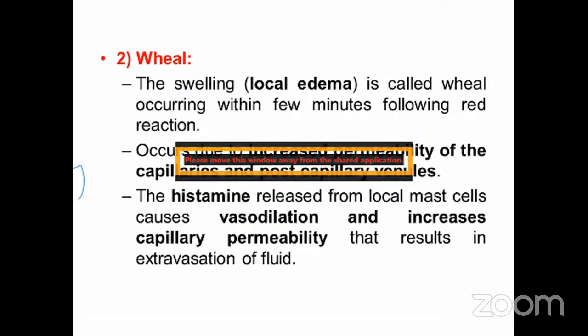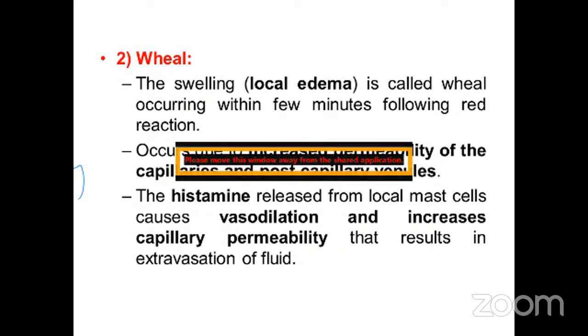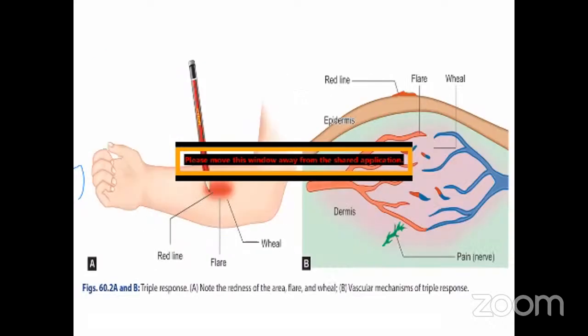It is called a wheal, and this is because of the release of histamine from the local mast cells. Which cells release the histamine? Mast cells. The histamine released from the local mast cells causes vasodilation and increases permeability, which results in extravasation of fluid. The fluid oozes from the capillary into the space, and its collection in the space causes the edema. It's called a wheal.